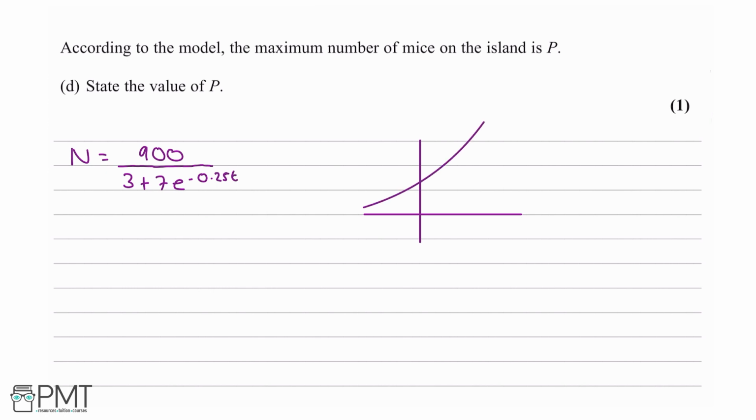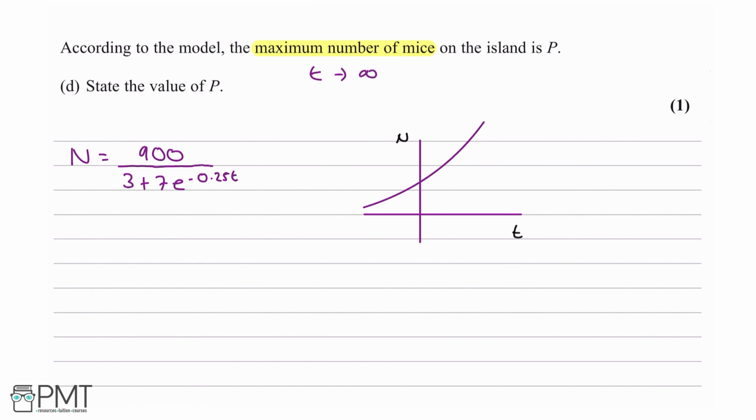What this means is, as time gets extremely large, the model won't end up decreasing the number of mice. So the number of mice will constantly grow. Sorry, if this is t and this is n. So when it asks what the maximum number of mice is, what you are able to assume is that this is taken into account as t approaches infinity.